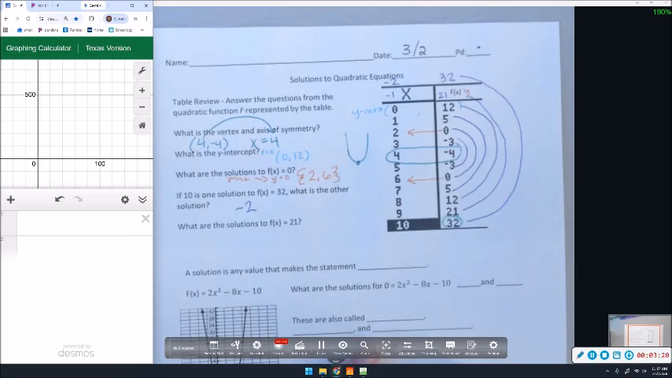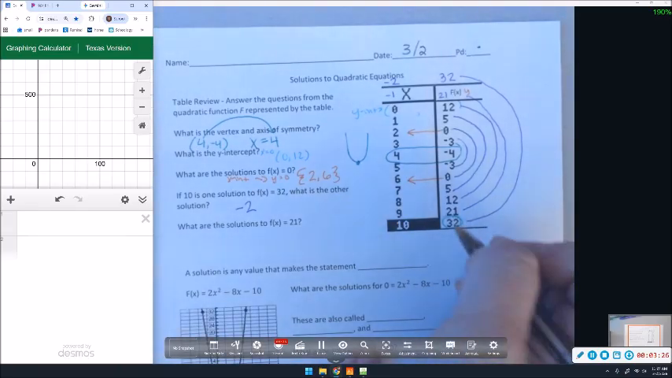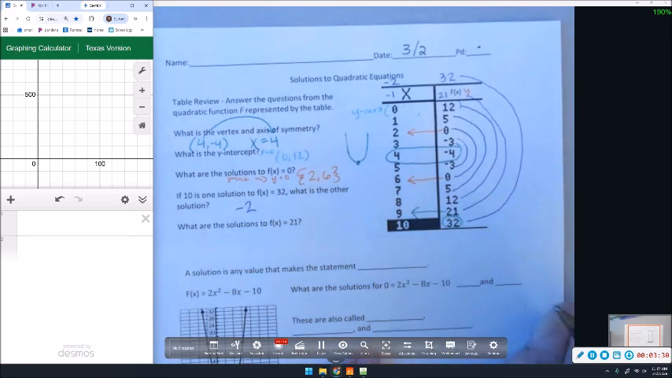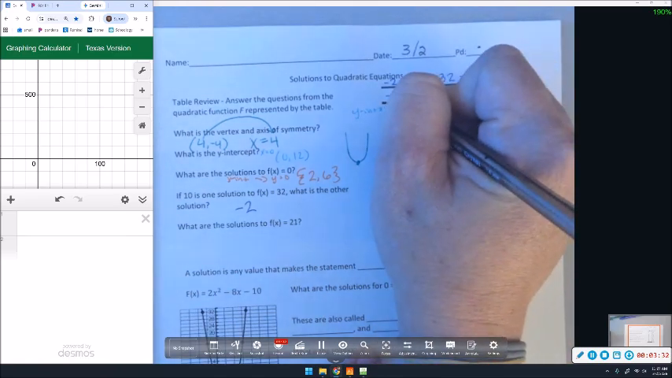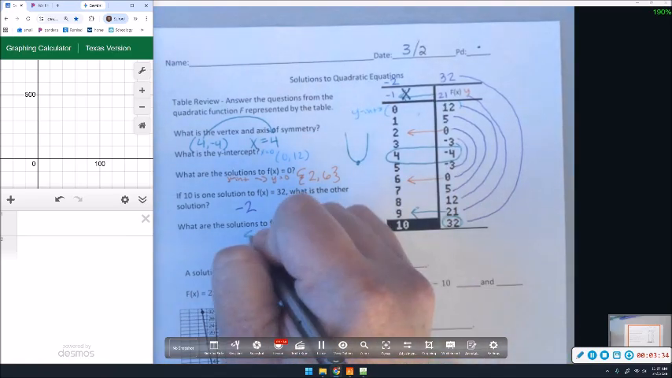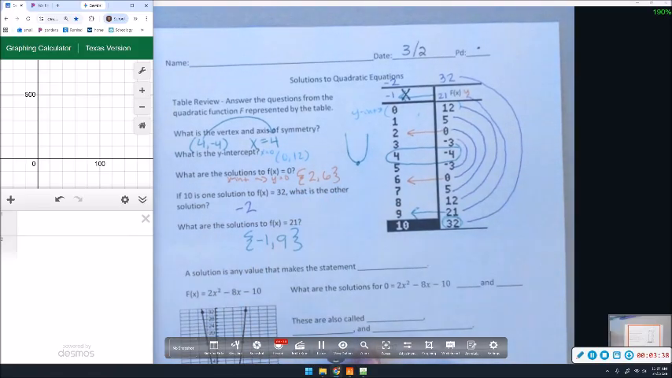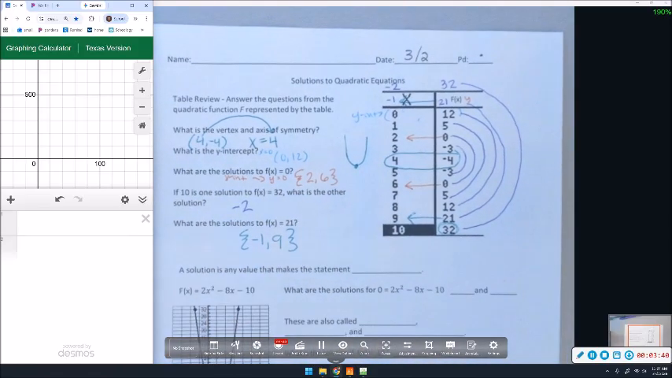And then it says, what are the solutions to f of x equals 21? Well, f of x equals, that's the y, so y is 21 at 9, and then where else? Negative 1, so it's going to be negative 1, 9. And again, I wrote them as a list, so I put them in the fancy brackets.